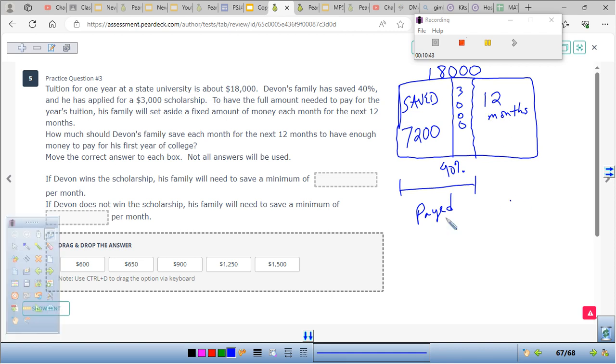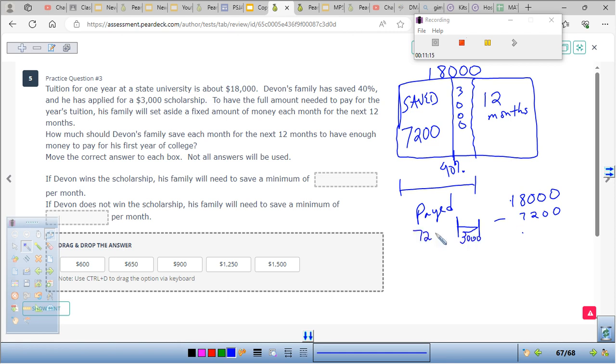So we're basically going to go, this is 7,200, right? So we're going to go with 18,000 minus the 7,200 they already have, minus the extra 3,000 that they applied for the grant. If Devon wins the scholarship, so this is what we're doing here, I'm actually going to just add it real quick. So they got up to 7,200 right here. Additional, from here to here is an additional 3,000.